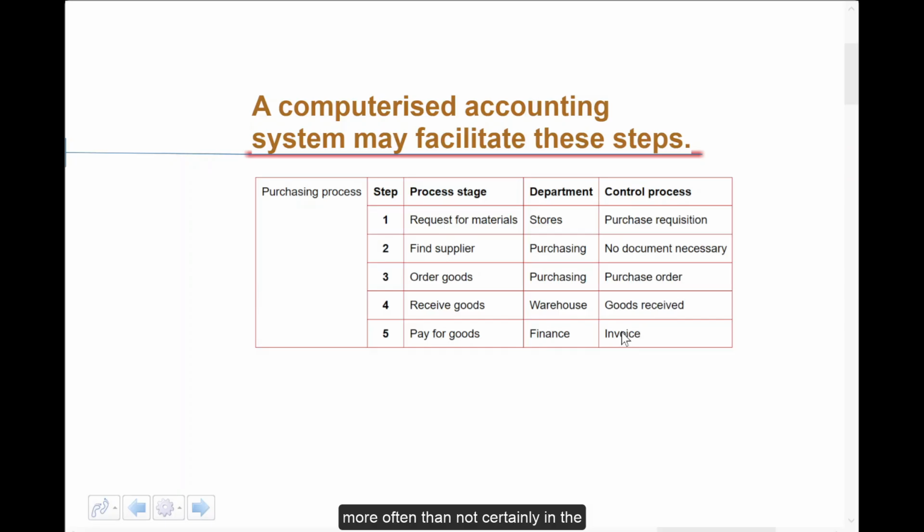Now, more often than not, certainly in the receipt of goods, an invoice will probably come with the goods themselves, maybe electronically. But in essence, what we have here is some useful new terminology, and I draw your attention to the documentation in particular. What is a purchase order? What is a purchase requisition? What is a goods received note? The examiner will target this, and these are low-level, fairly straightforward questions for sure.